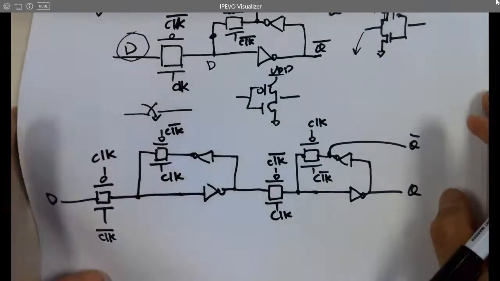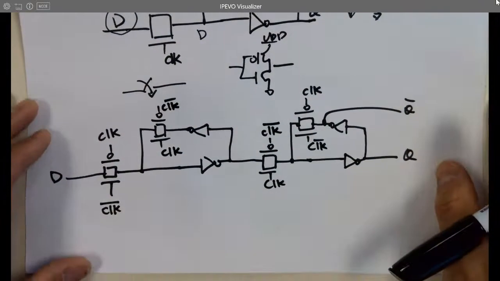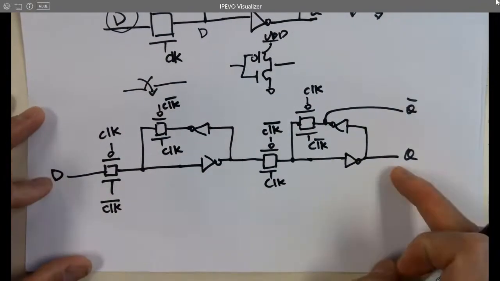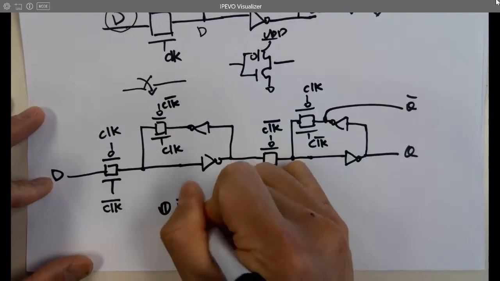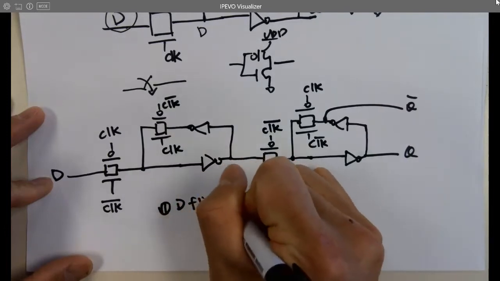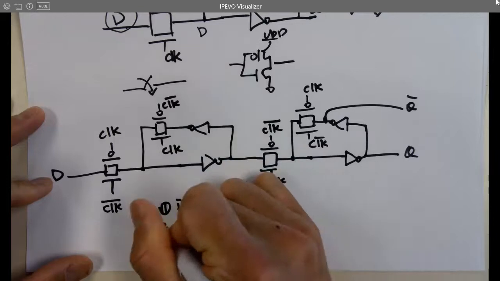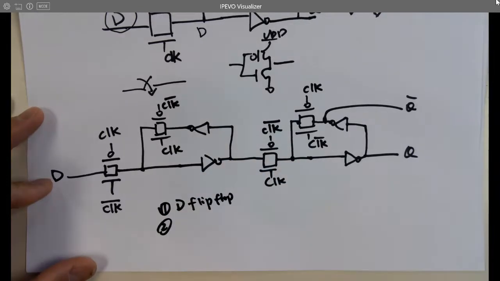Okay, so definitely this is a D flip-flop. It is sending D over, right? So first, this is a D flip-flop. Second, is it edge triggered or level triggered? And which edge?